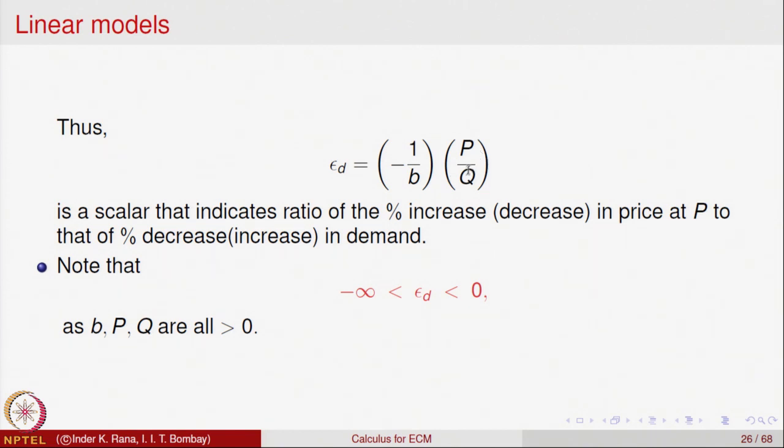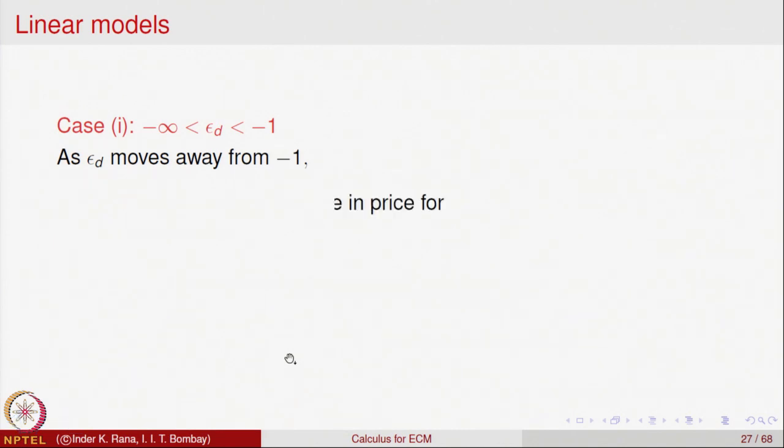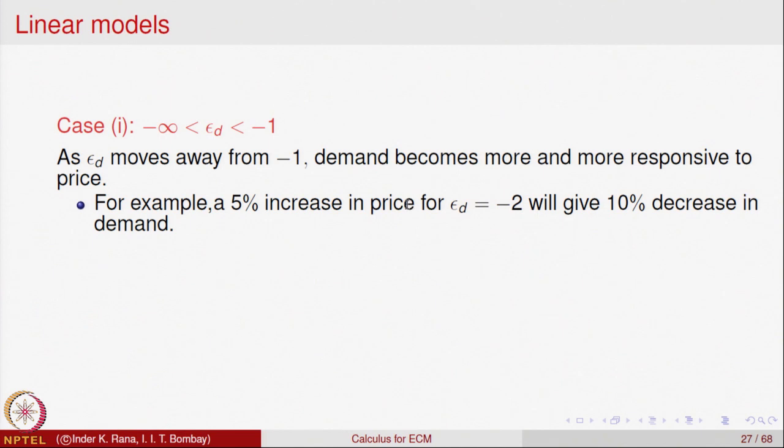So, as it becomes more and more negative, that means b is fixed, right. If it has to become a more and more negative quantity, that means q should become smaller relative to p. So, that indicates that p should become bigger than q at a much faster rate. So, demand becomes more and more responsive to the price. So, for example, a 5% increase in price at minus 2 will give you a 10% decrease in the demand, because the ratio is equal to minus 2, so it is double.